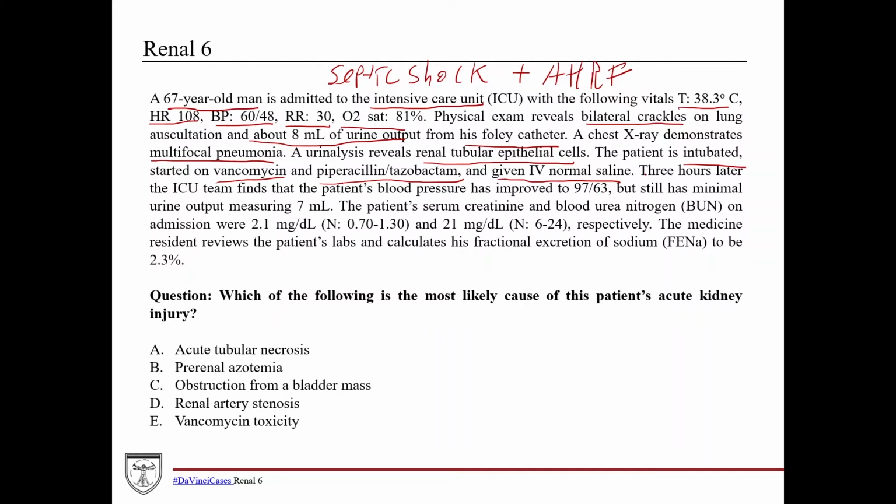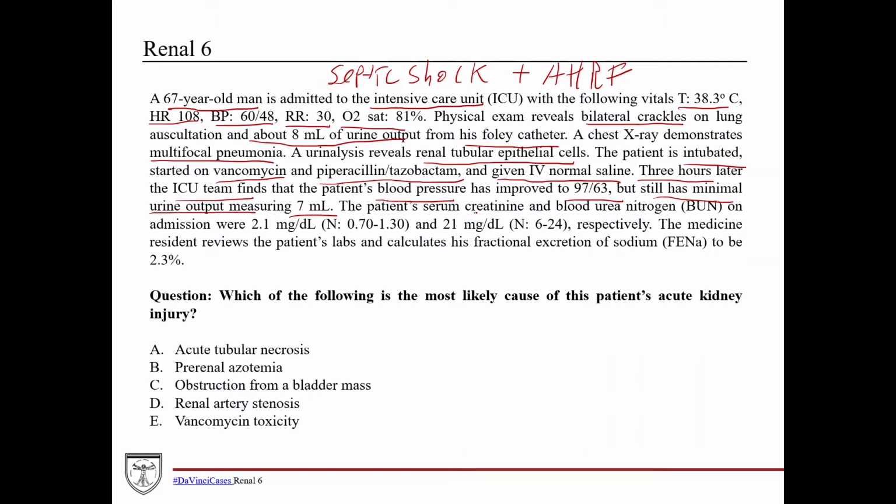perfusion to organs. So 3 hours later, the ICU team finds that the patient's blood pressure has improved to 97/63. So the IV fluids have helped somewhat with the blood pressure. This is still not great, but it's a lot better than 60/48, which is what they came in at. However, the patient still has minimal urine output, measuring 7 milliliters. So even though they've given IV fluids to help increase perfusion, you're still not getting good perfusion to the kidneys because they're not putting out much urine. We'll keep that in mind later when we try to decipher the cause of the acute kidney injury.